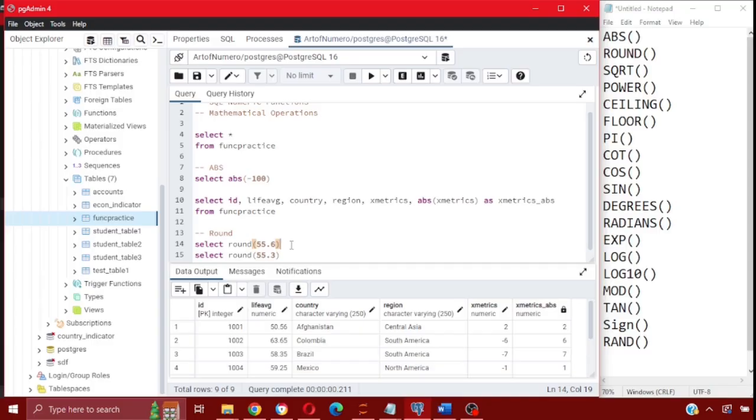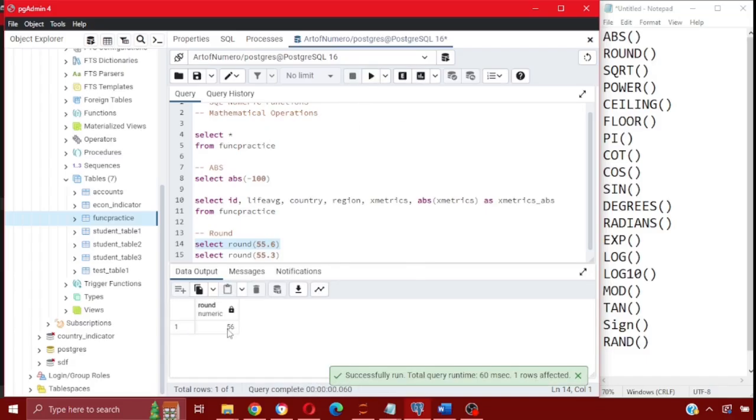So 5.6 is going to be rounded to the next integer because it's greater than 0.5. 0.6 is greater than 0.5, right? It's 0.5 or greater. So when you run this one, you're going to see we get 56, because our decimal is equal to or greater than 0.5.